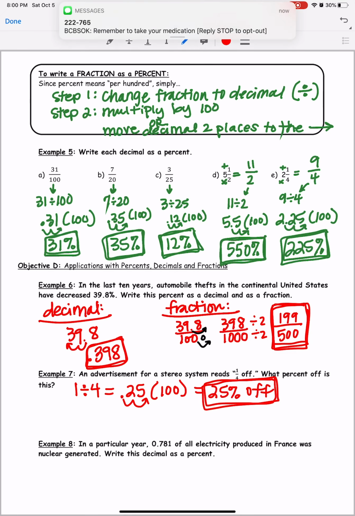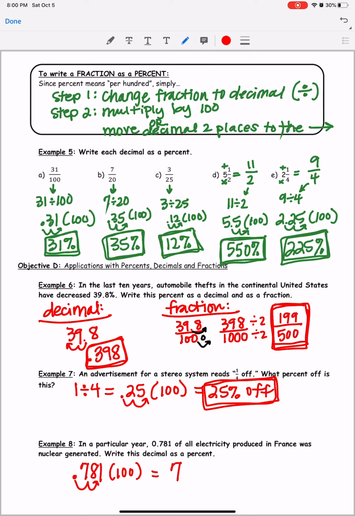Okay, and then on 8, in a particular year, 0.781 of all electricity produced in France was nuclear generated. Write this decimal as a percent. So to write this as a percent, this is what we did just right here. Either take this decimal and multiply by 100 or move it 2 places. Either way, we get 78.1%.